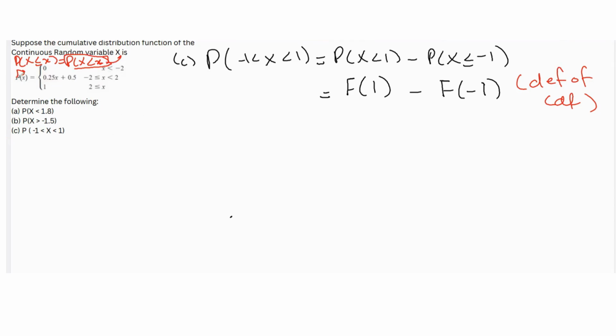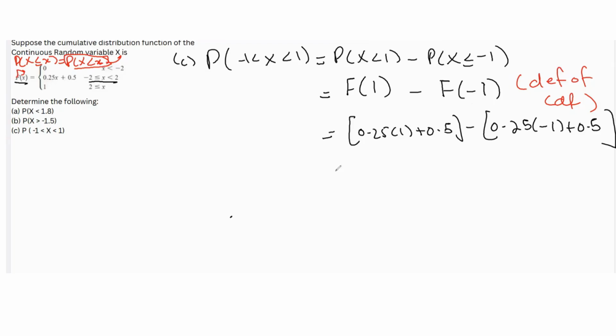So we know F(x), and we want to find it evaluated at x equal to 1. 1 falls in this interval. So this would be 0.25 times 1 plus 0.5. We now want to evaluate the CDF at x equal to -1. -1 also falls in this interval. So 0.25 times -1 plus 0.5. Then we can just solve this, and this turns out to be 0.5.